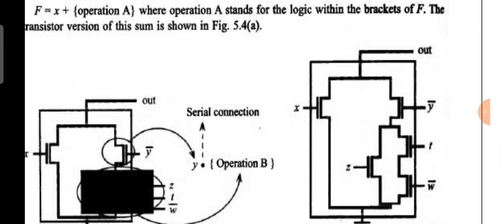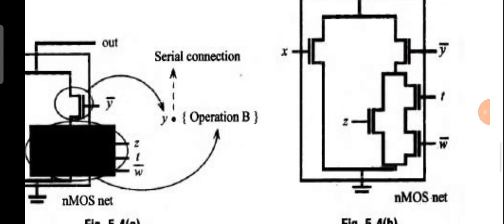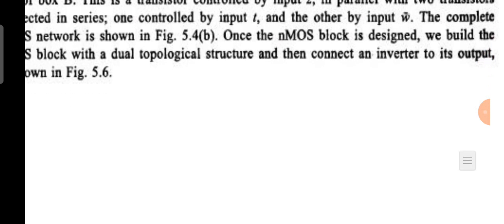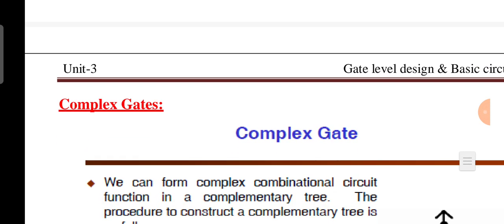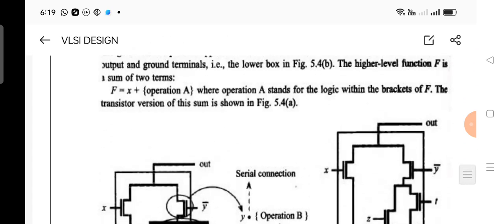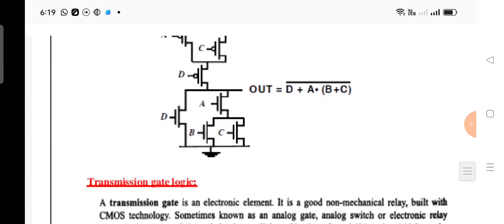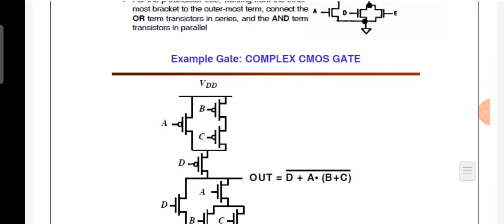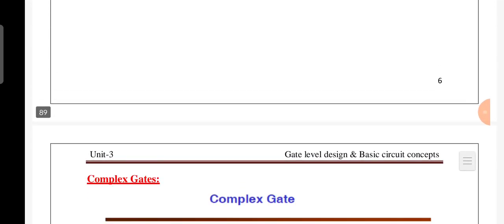This is the network we designed just now. Is it clear? T and W are in series, Z is in parallel with that, then Y complement is in series, and for the entire thing X is in parallel. Now you can observe this. I think in this also they didn't show the pull up network. You can observe the pull down network, and try to design the pull up network by yourself.